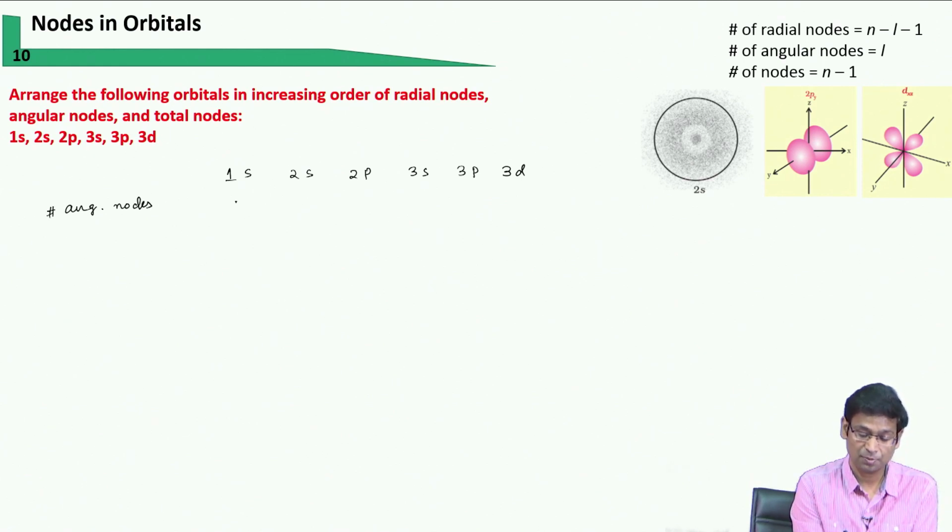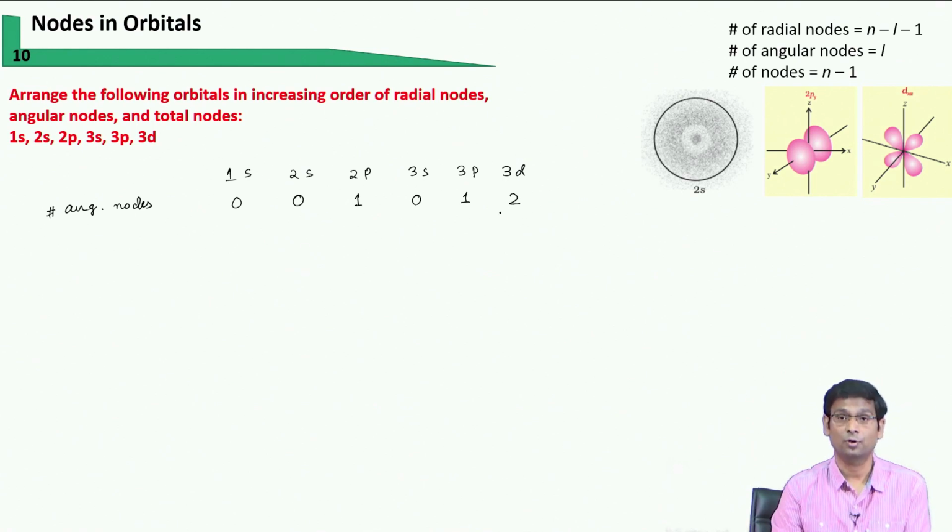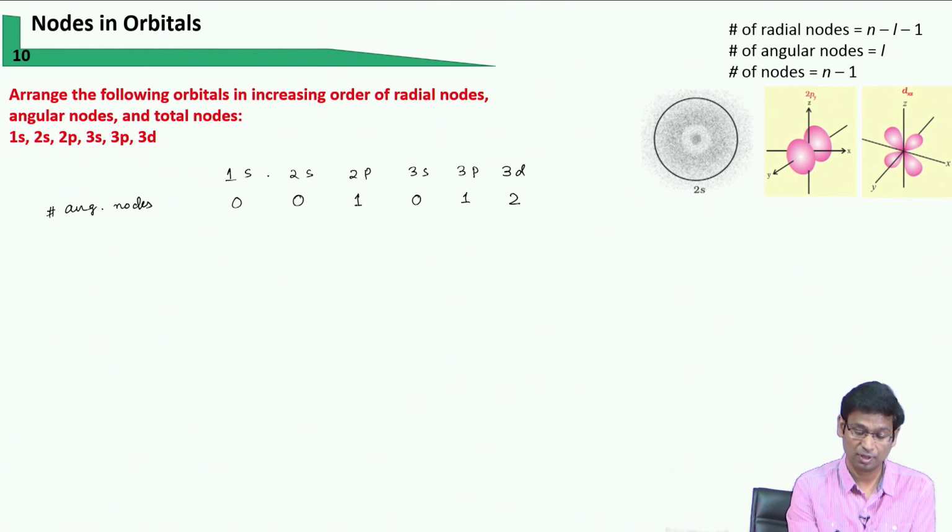So, since this is s orbital, angular node is 0, again s orbital, angular node is 0, p orbital, angular node is 1, s orbital, angular node is 0, p orbital, angular node is 1, d orbital, angular node is 2. Just by looking at whether s, p, d, I am assigning angular nodes. What about the radial nodes?